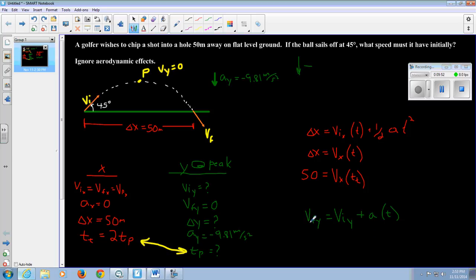So final velocity in the y, that's 0, equals v initial in the y direction plus negative 9.81 times, this is time to peak. Okay, we're dealing with that to peak, that's the time to peak. Okay, so now this is our second equation here, right?